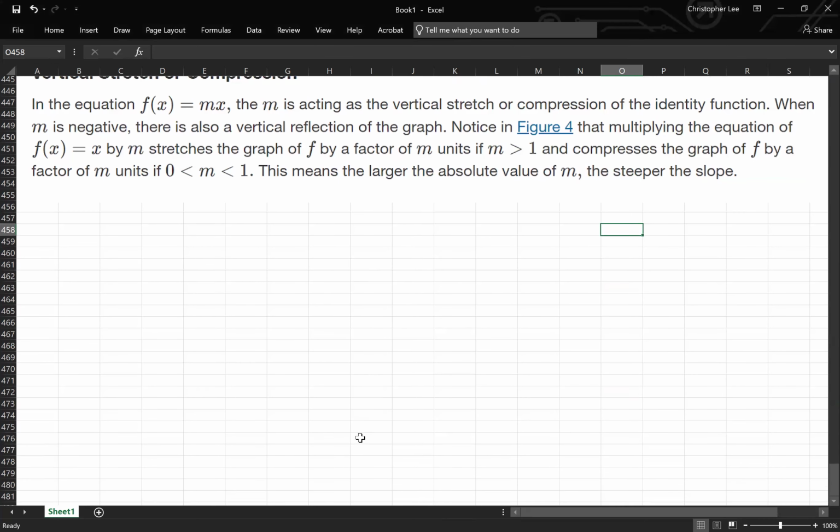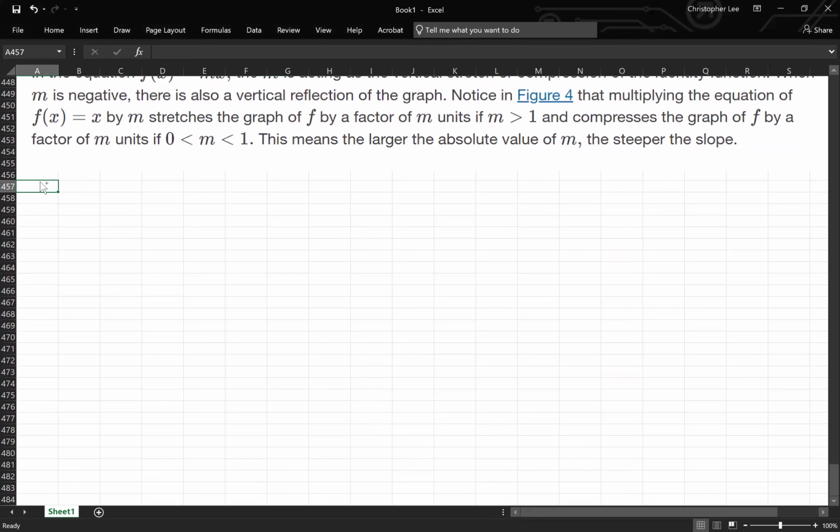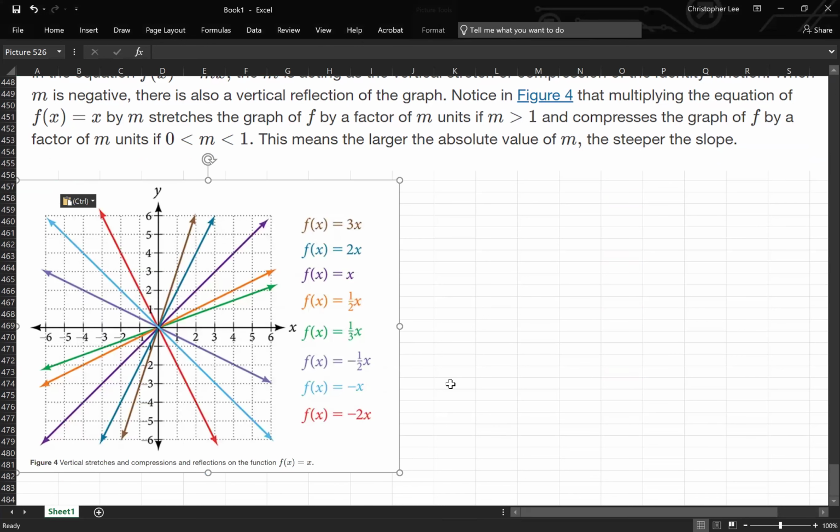I hope this picture illustrates how much I really hate this method. All right.